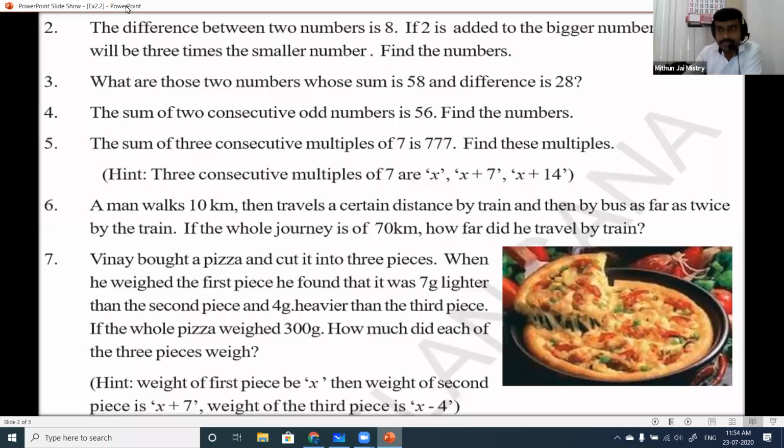So what are the two numbers? What are the two numbers? The big number and the small number, that is, the larger number and the smaller number. So x is something which you took for your convenience, right? For your convenience, you have taken the x. So now let me take you again to the board here.